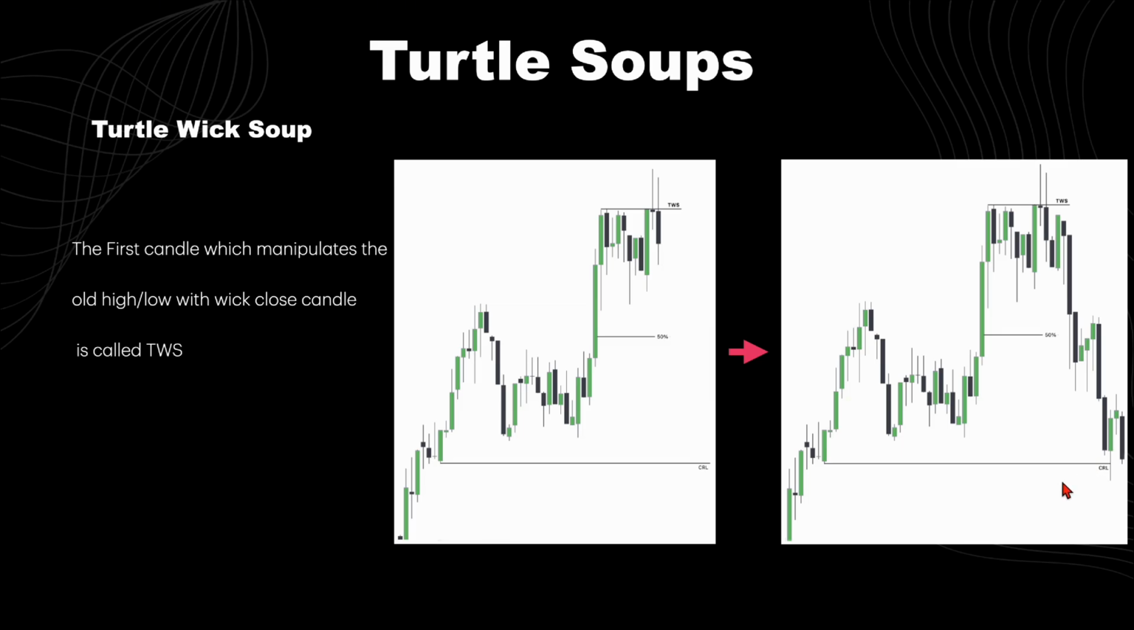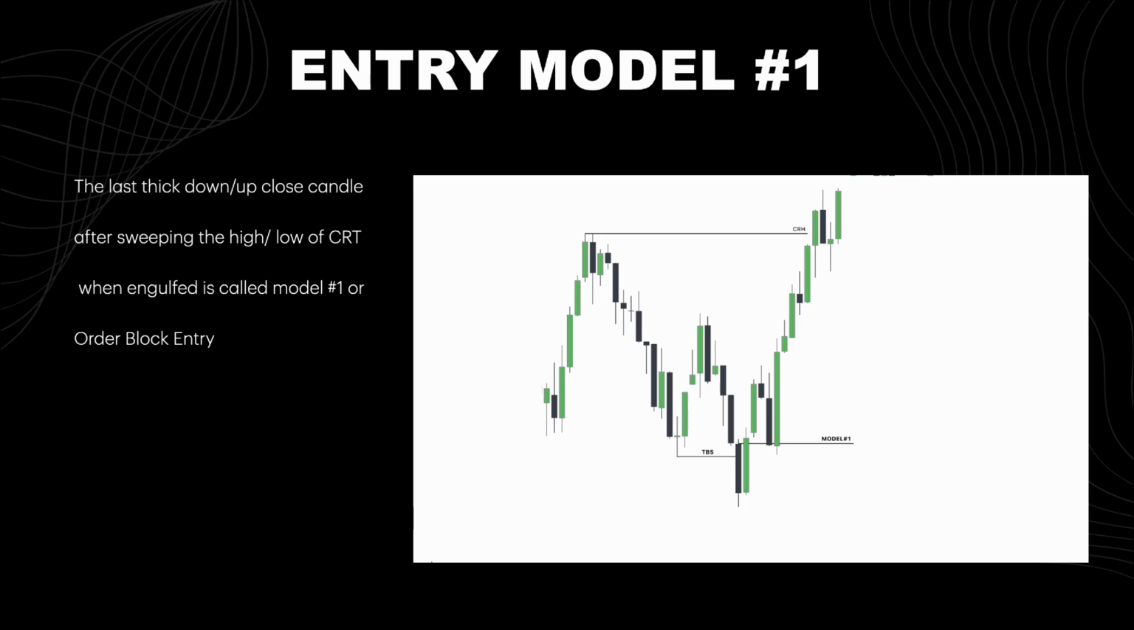successfully reached. Now, we will discuss the next entry model, which is Model number 1, based on the order block entry. The last up or down-close candle that forms after sweeping the high or low of the CRT and gets engulfed is referred to as Model number 1, or the order block entry. The last candle, bullish or bearish, before the price reverses acts as the order block. Once this candle is engulfed and price closes below it, it provides confirmation for entry.